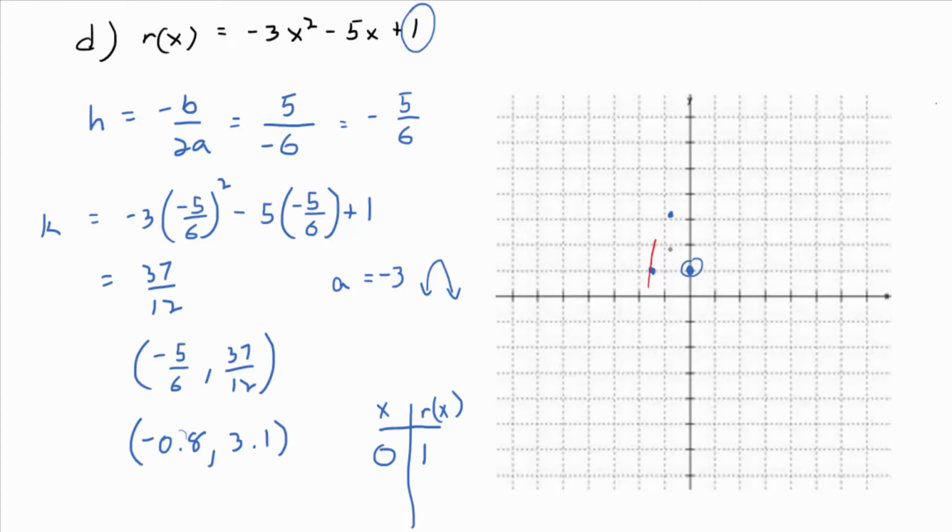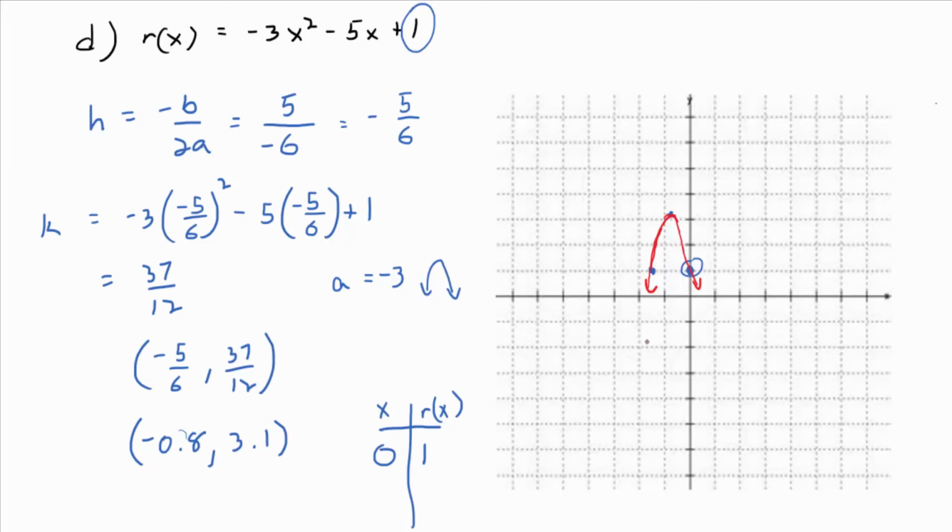I went a little too wide there, I think. Let me try again. Don't make it look V-shaped. Make it look rounded at the vertex. I don't know where the x-intercepts are. I could find them by setting r of x equal to 0, but I'm going to stop there.